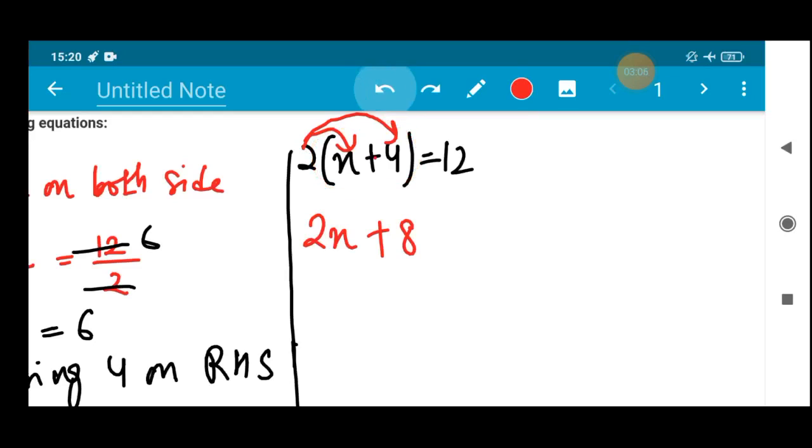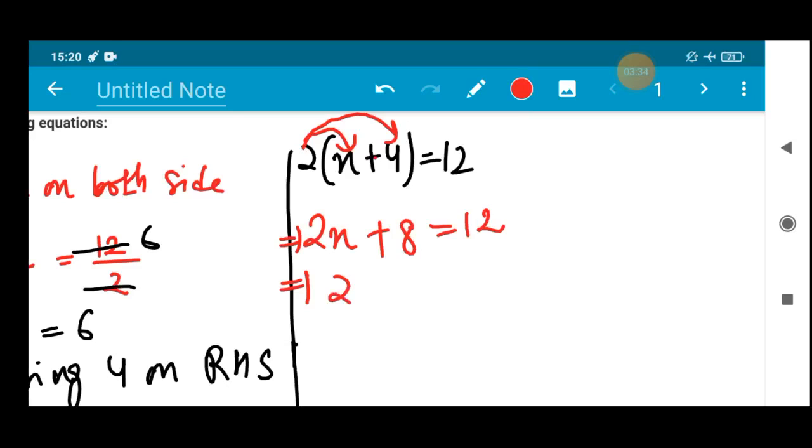This bracket indicates that 2 should be distributed among every number inside the bracket, equal to 12, but this 2 will not be distributed with 12 because this is outside the boundary. If suppose this 12 was there inside the bracket, then you should have multiplied with 2 also, but in such case you will not be multiplying, because 12 is crossing the boundary, that is after the equal to sign it is present.